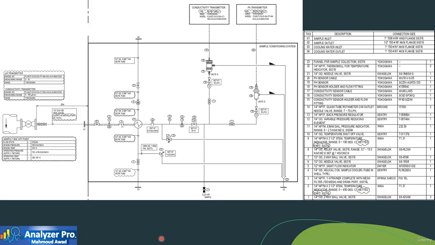This is another example where we analyze the pH and conductivity of the same sample. The sample is steam, so a sample cooler is installed to condense the sample to its liquid form. A pressure reducer and a back pressure regulator are used to set the sample pressure at 0.5 bars, and a temperature shut-off valve is used to protect the sensors from high temperature sample in case of any failure in the cooling system.